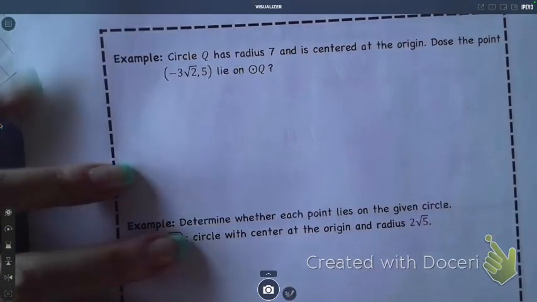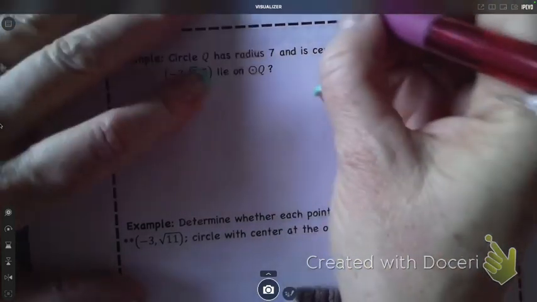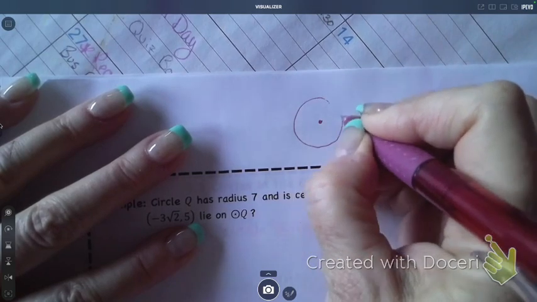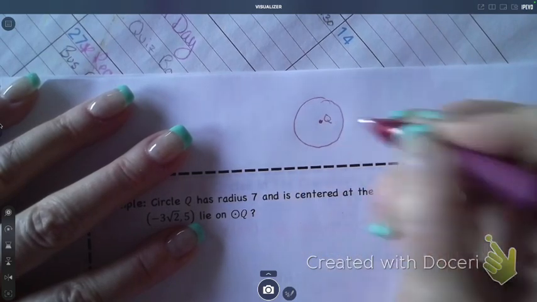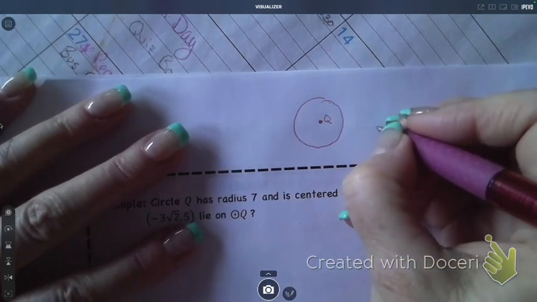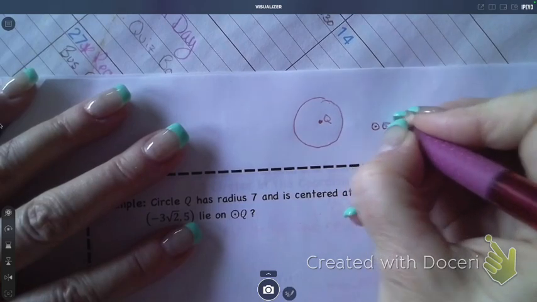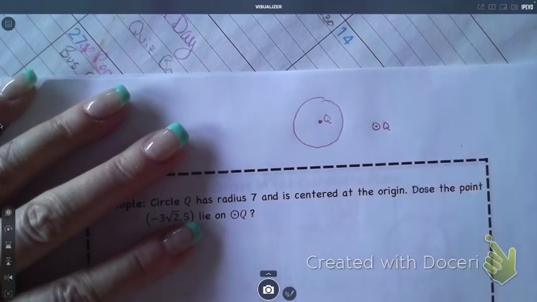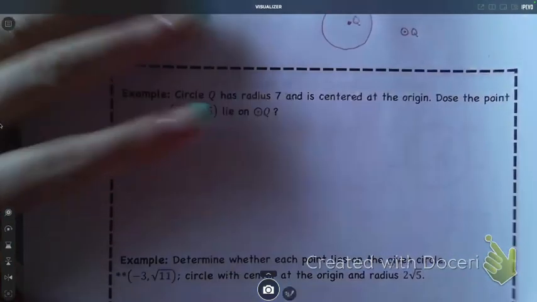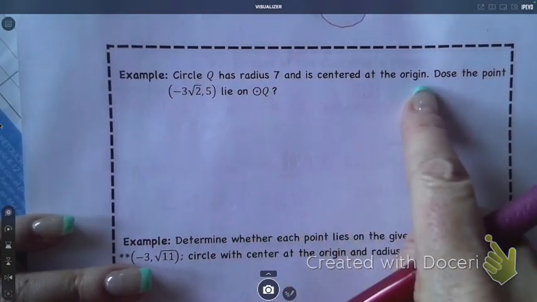It says circle Q. You always name circles by the center. So this picture would look like this. Okay? That's how you always name them. And the abbreviation for a circle is this. That means circle Q. Looks like a target. It does. Okay, so circle Q has a radius of 7 and is centered at the origin.